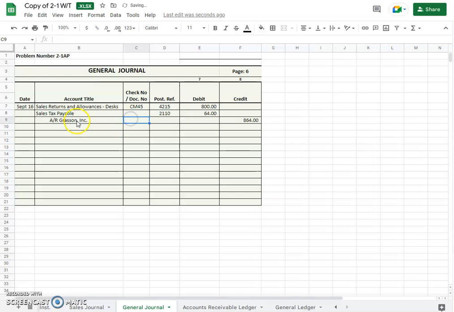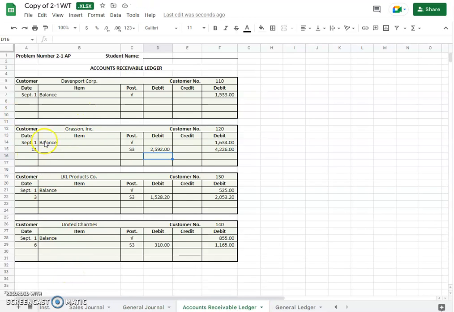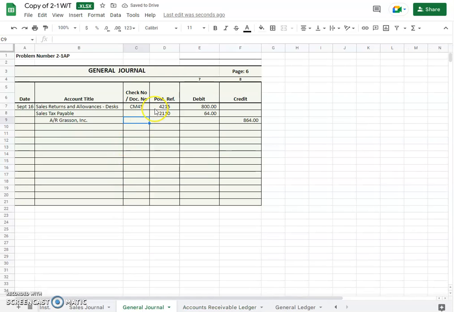And now accounts receivable, Grayson, $864 credit. So Grayson on the 16th from G6, $864. We'll have to subtract that from the normal debit balance of a receivable. Account number 120. In the posting reference. But we also have to do the accounts receivable account on this one.